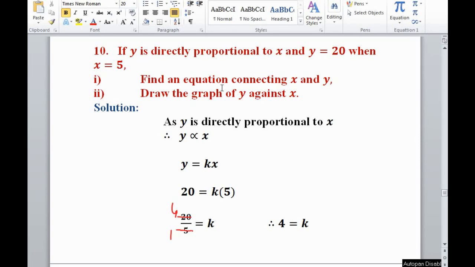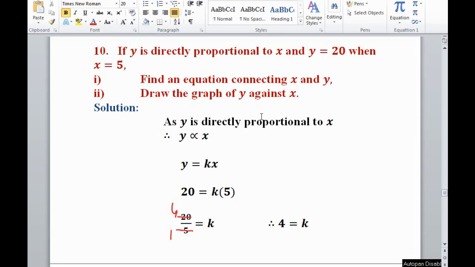New Syllabus Mathematics, 7th edition, Book 2, Exercise 1A, question number 10. If y is directly proportional to x and y equals 20 when x equals 5, find an equation connecting x and y. The second part of the question is to draw the graph of y against x.